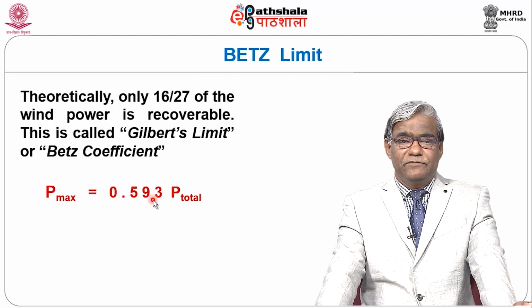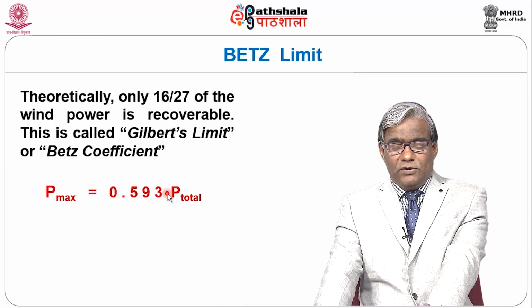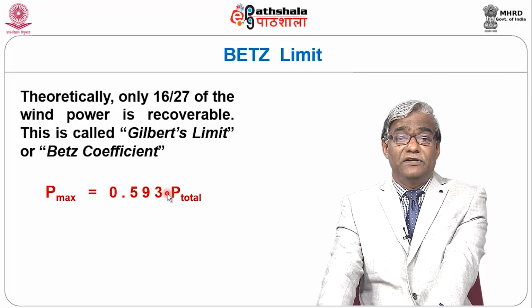Practically, even if you achieve 40%, it is great. This is the BETZ limit, and 59.3% is the maximum output that could be recovered from the wind resource.